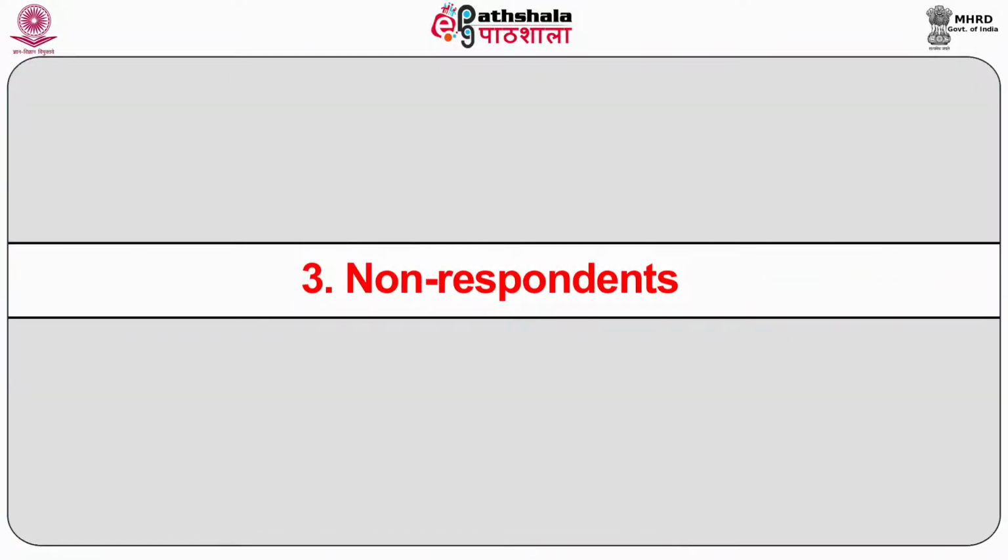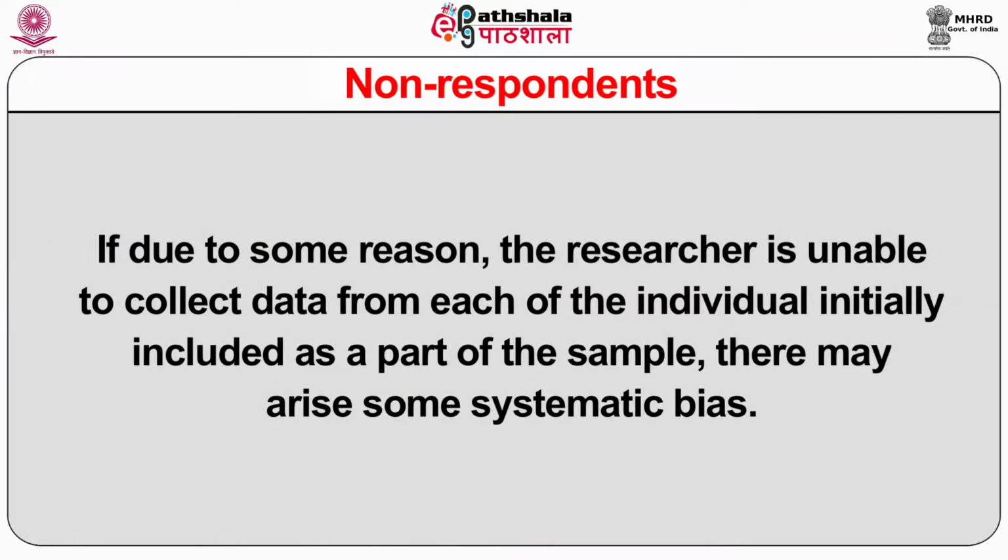Third, non-respondents. If due to some reason the researcher is unable to collect data from each of the individuals initially included as part of the sample, there may arise some systematic bias. This is because in such a case, the likelihood of establishing contact or receiving a response from an individual is related to the measure of what is to be estimated.